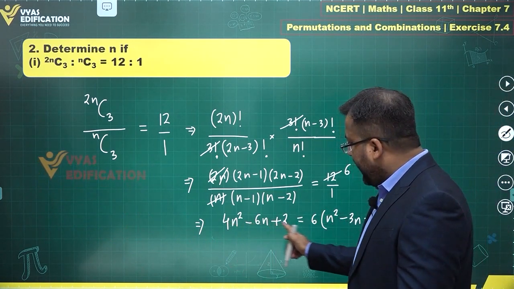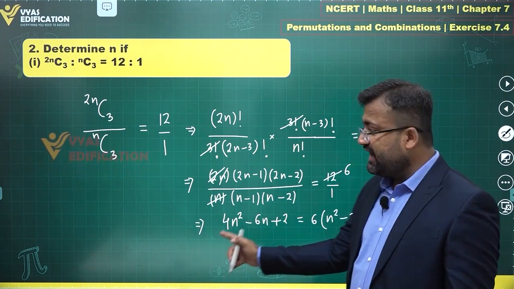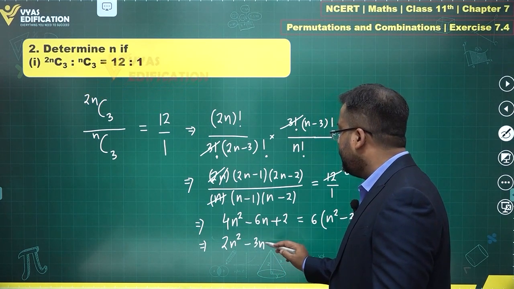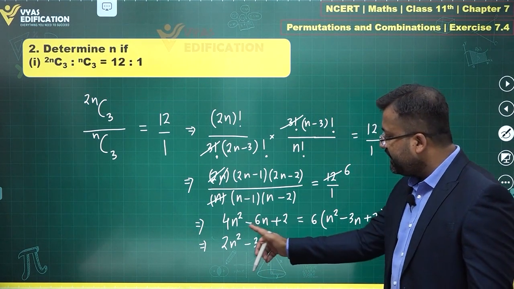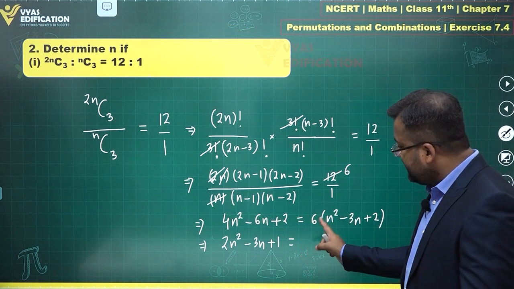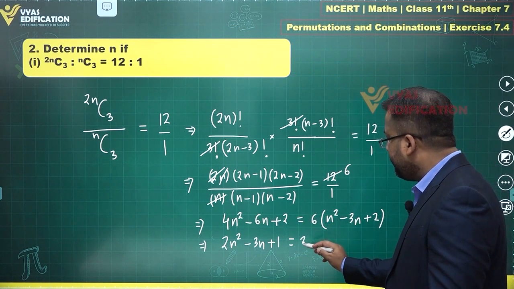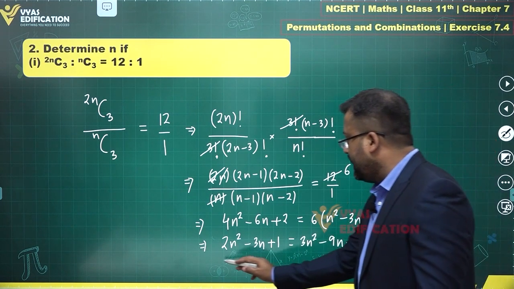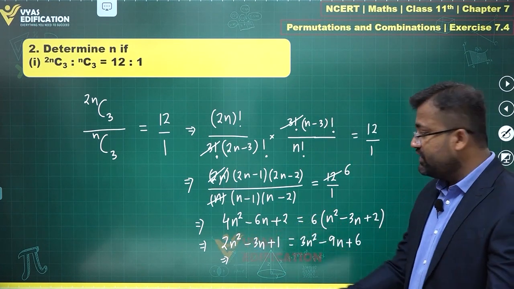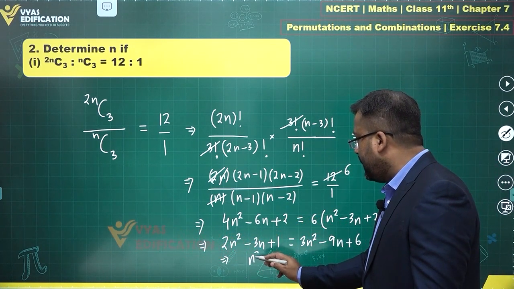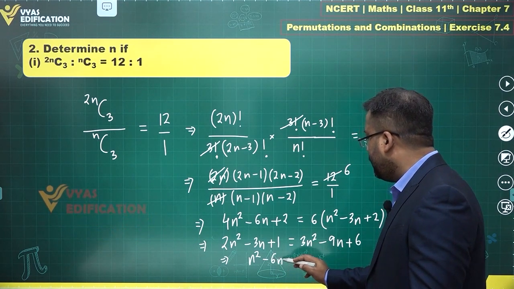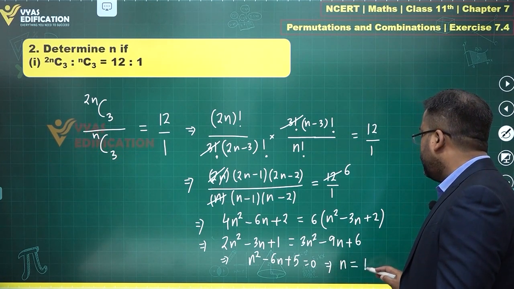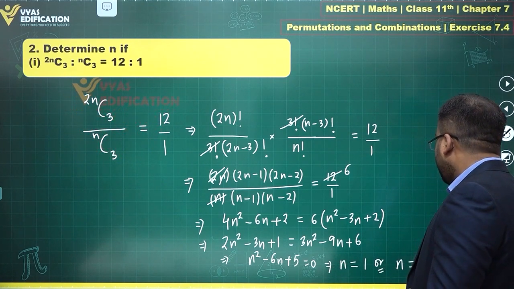Please observe, there's a factor of 2 coming out common from here. Yes, we can cancel that factor, and what will remain is 2n square minus 3n plus 1, which is equal to what? The factor of 2 gets cancelled with this 6, what remains here is 3 times n square minus 3n plus 2, which gives 3n square minus 9n plus 6. Let's create the quadratic. This gives me n square minus 6n plus 5, and from here I can observe that n equals 1 or n equals 5.